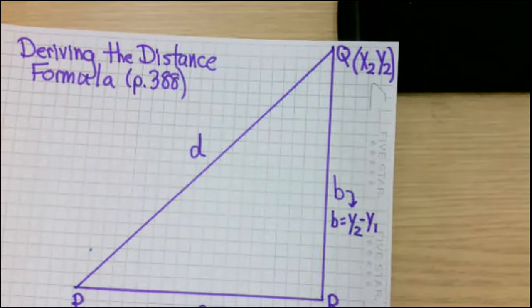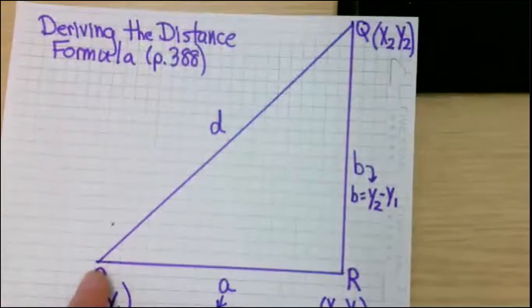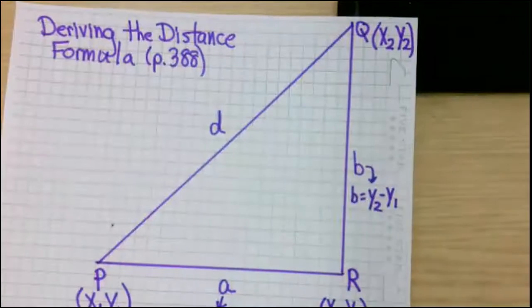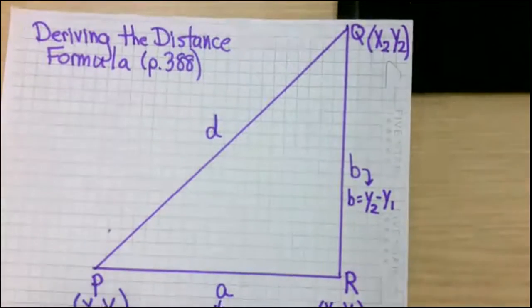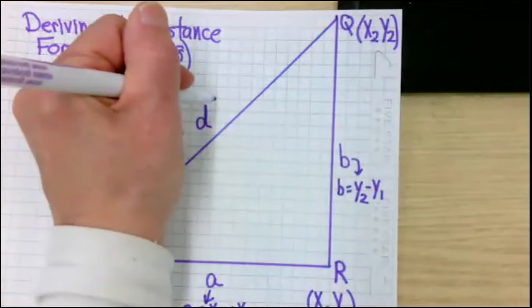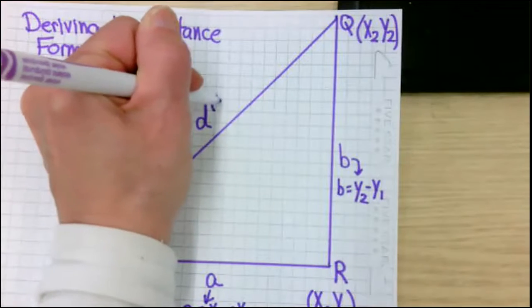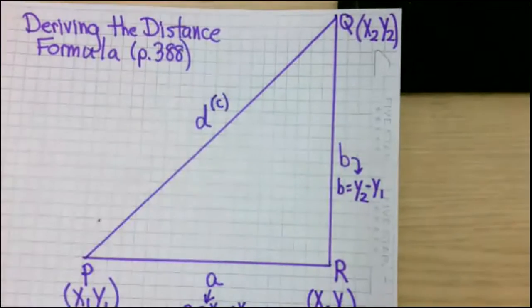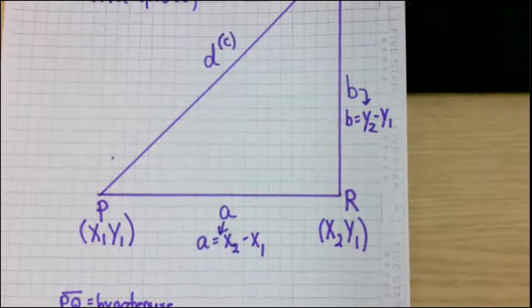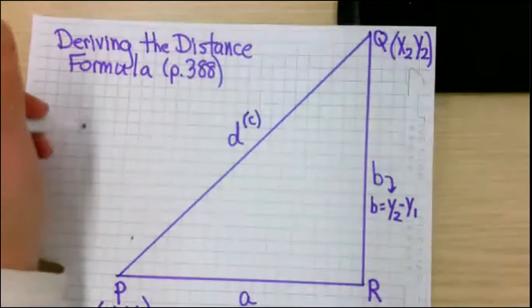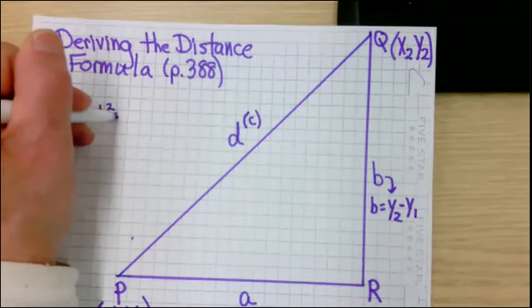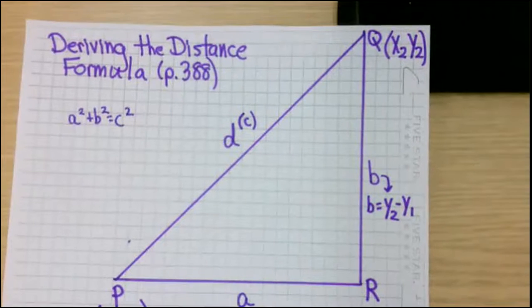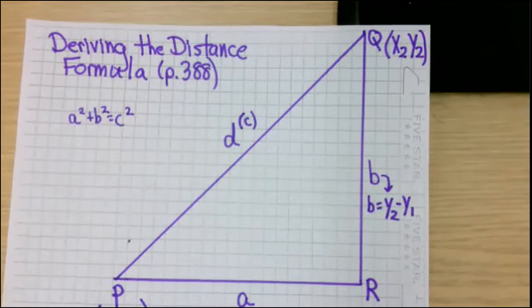Now, we are going to use the Pythagorean theorem to find the length of PQ, our hypotenuse, to find the length of D. So we know that D is really equal to, I'm just going to put in parentheses, C, right? That's another way of labeling it. So now I'm going to do that up here. We know that the Pythagorean theorem is a squared plus b squared equals c squared.